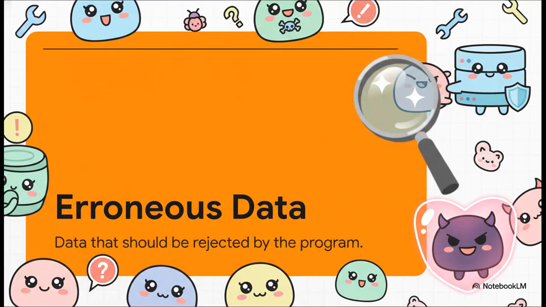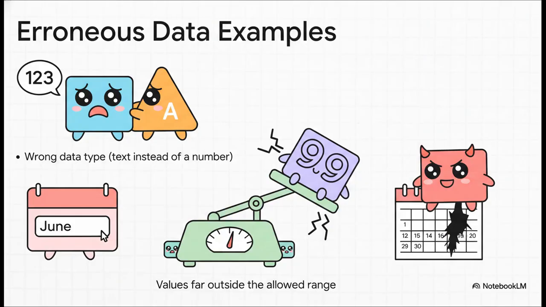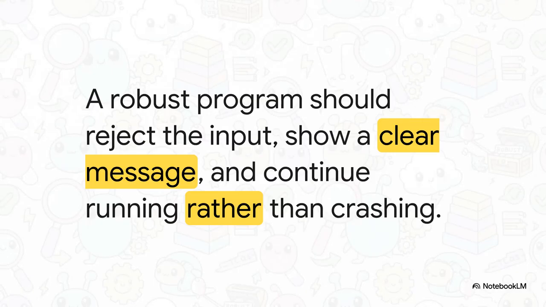And the third type is erroneous data. This is where you're deliberately giving the program bad input. The whole point here is to see if the program can handle it safely without completely breaking. This could be anything from typing text where a number should be to entering a value that's way outside the allowed range, like putting in an age of 200. It's basically a test of the program's defenses. And this really gets to the heart of it. When a program is given bad data, the correct response is for it to reject it and show a clear error message. That's a success. Crashing is the failure. Being able to handle bad data properly is the sign of a truly robust program.